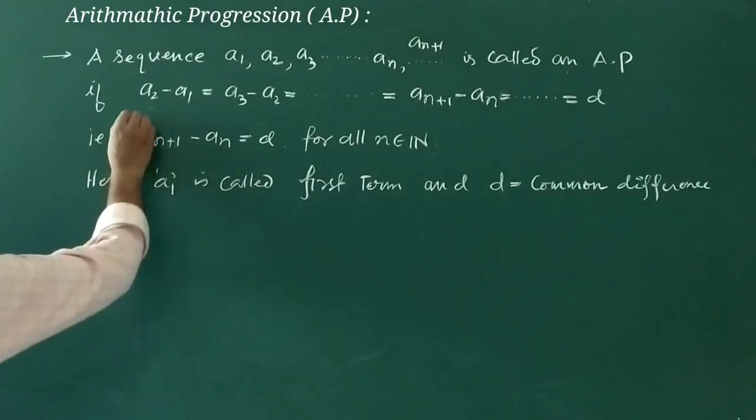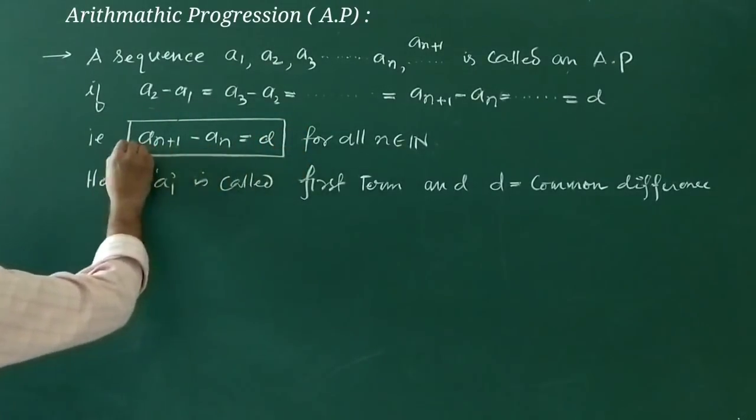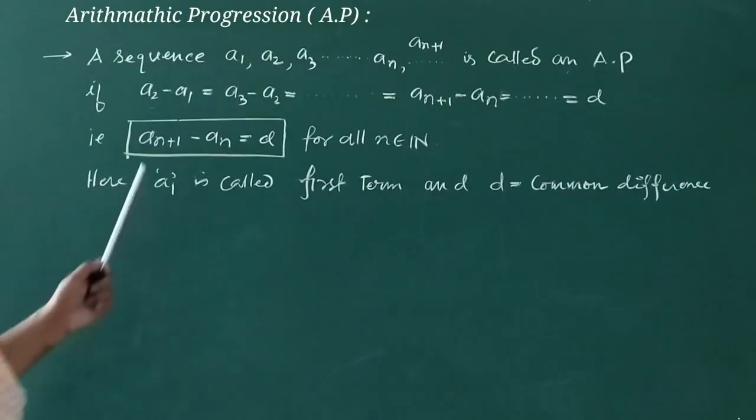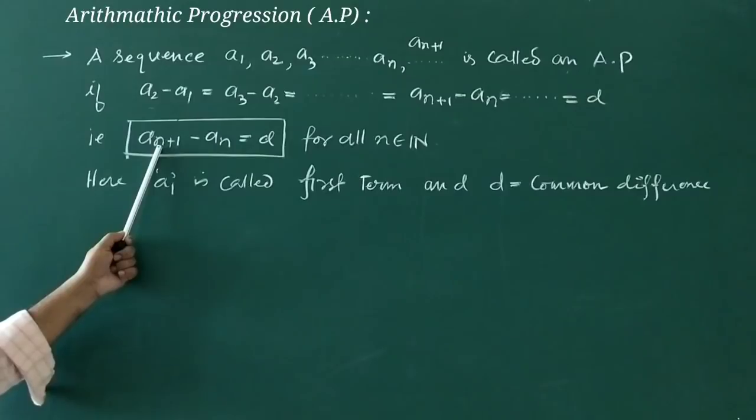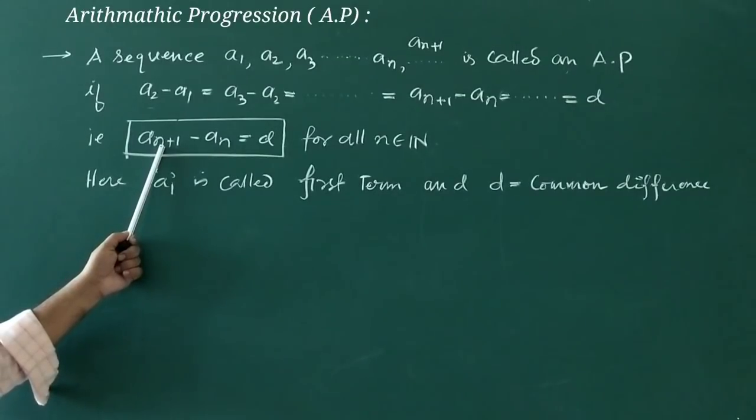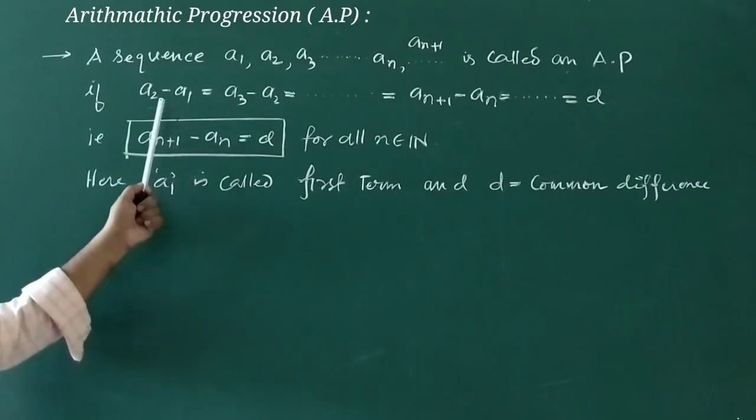If we write this, it will be sufficient to understand. a(n+1) - an is equal to d. So if you put n equal to 1, then it will be a2 minus a1. You are getting this result.